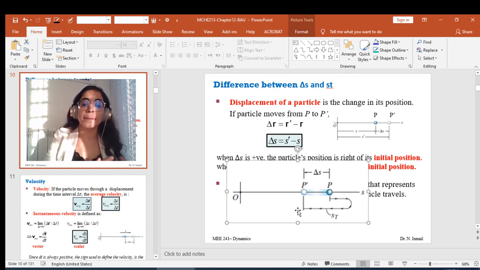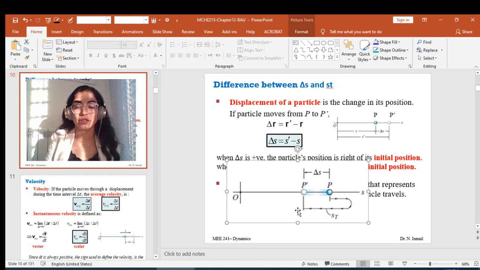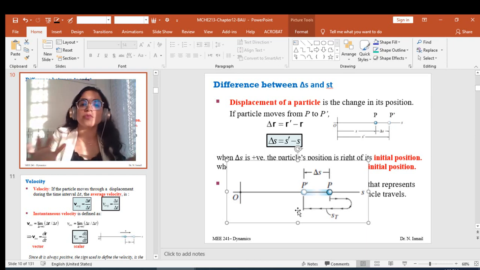Why did I say the absolute value of delta S? Because delta S could be positive or negative, and this depends on the direction of the motion of this particle. Here, delta S is negative. ST is always positive, and ST is always greater than or equal to the absolute value of delta S. If the particle followed this path only to reach P prime, in this only case, ST will be equal to the absolute value of delta S. So this is the difference between ST and delta S.